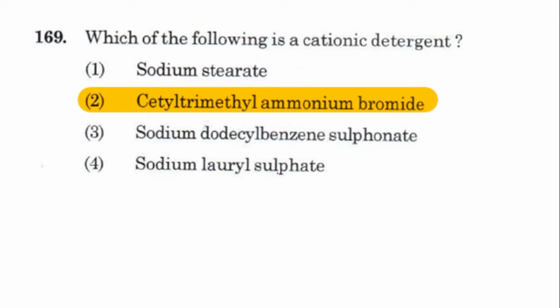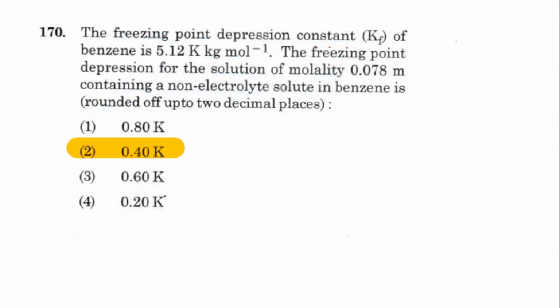Remaining everything is anionic detergents. Sulfate, sulfonate, citrate, so everything anionic. So this is the cationic detergent. Next, the freezing point depression constant of benzene is 5.12 Kelvin kilogram mole inverse.